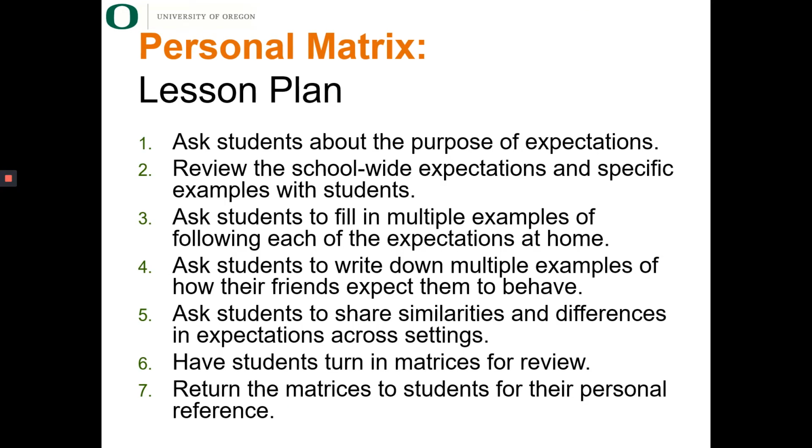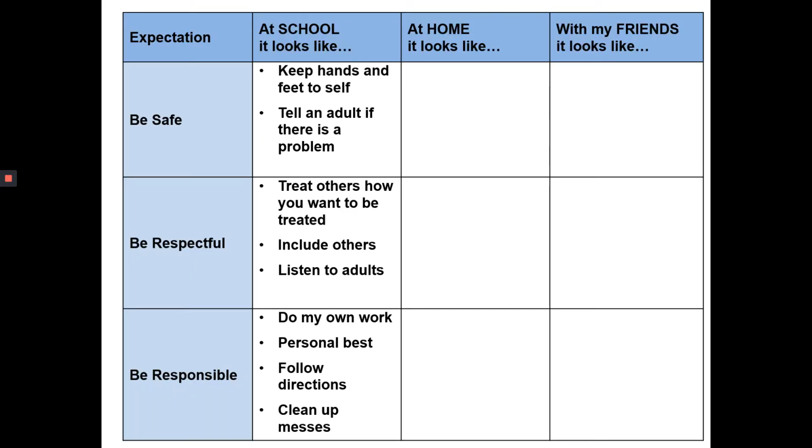So here are the steps. There are 7 of them that I'd like to walk through with you to show you how to do this with your students. Here is a picture of a school matrix, which has the school expectations and also has home and friends in this case, or you could call it community or neighborhood expectations. So the first step, in doing this with students, is to ask students about the purpose of expectations. So in general, what are expectations? Why are they important? Why do we need to talk about them throughout the school year?